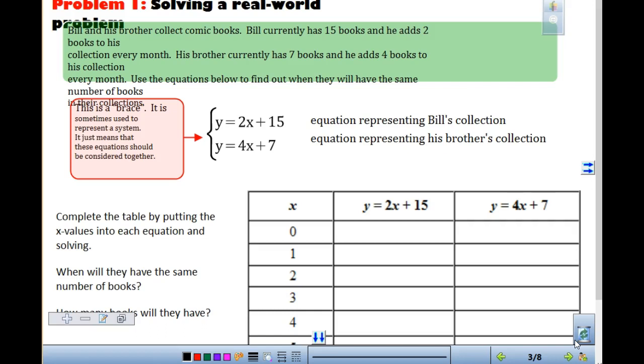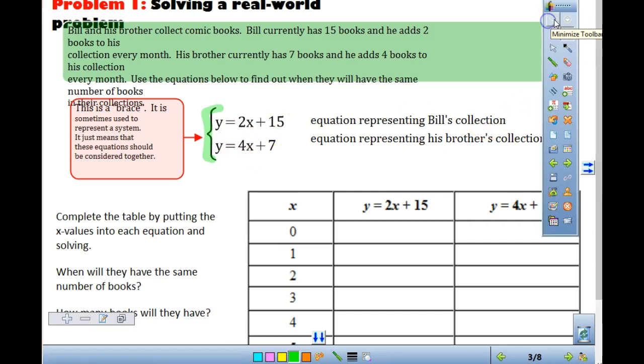As you look at this problem, this brace out in front is sometimes representing a system. It just means that these 2 equations, we're considering them together. So anytime you have something like this, it just means that we're looking at these 2 together. Does this make sense for Bill's? He started with 15, and he's adding 2 each month, right? His brother had 7 and is adding 4 each month.